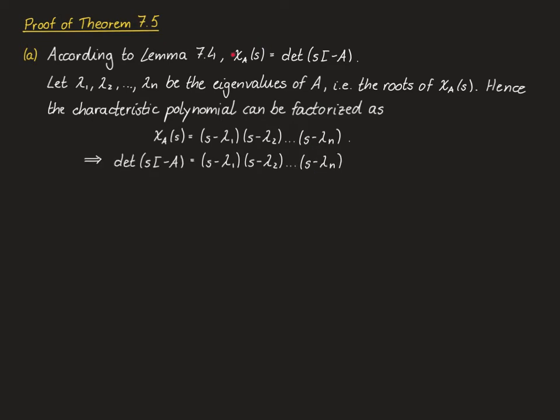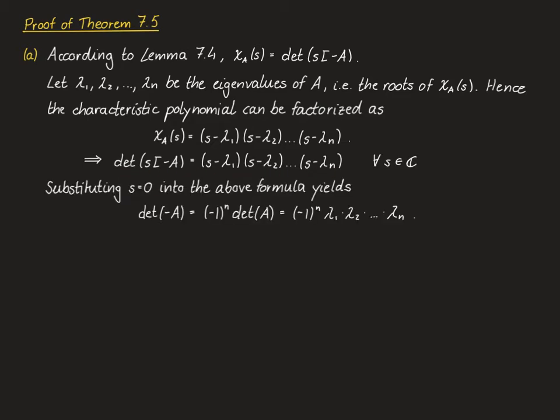Equating our two formulas for chi A of s yields that the determinant of sI minus A is equal to the factorization of the characteristic polynomial. Now this formula holds for all complex values s, so in particular we can put s to 0 and we obtain exactly the formula that we want to prove.